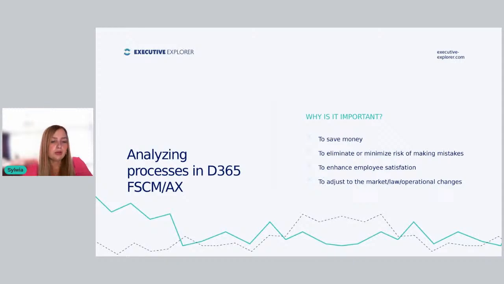Additionally, it is also important to eliminate or minimize the risk of making mistakes. Some mistakes not only generate additional costs by making it necessary to fix them, but some of those mistakes may be irreversible and cost a company quite a lot of money. So by analyzing processes, by making them more optimal, more, you could say, foolproof, you will be able to minimize or even eliminate those risks in total.